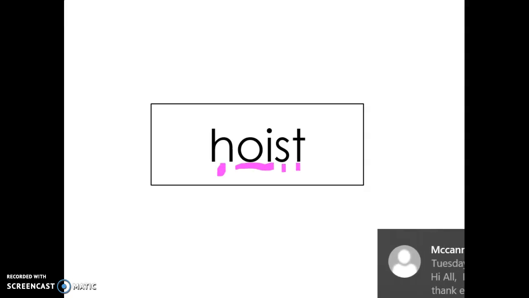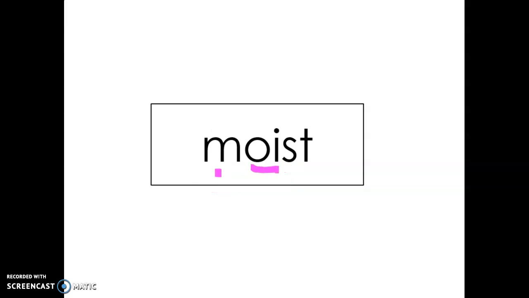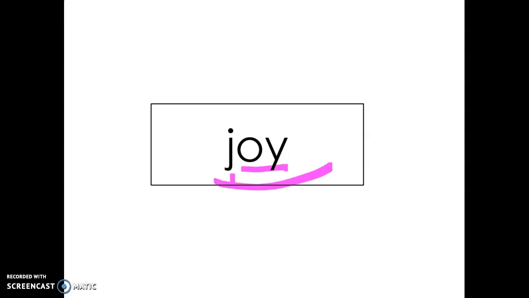Table. Next word, same thing here. Title. Split it the syllables. We have an open syllable here, so the I says its name. We have title. What's the word? Next word, think. Say, hoist. Think. Say, moist. Think. Say, joy. Think. Say, we have joyful. What's the word?